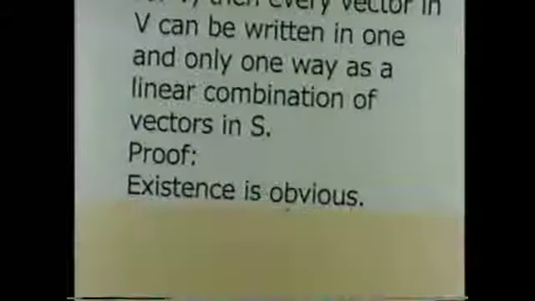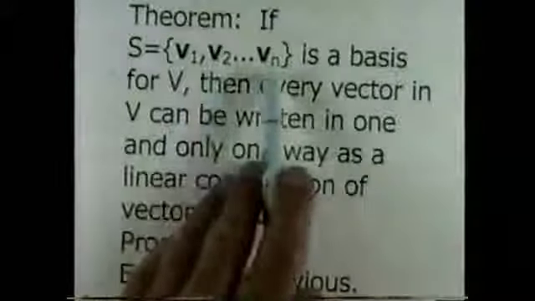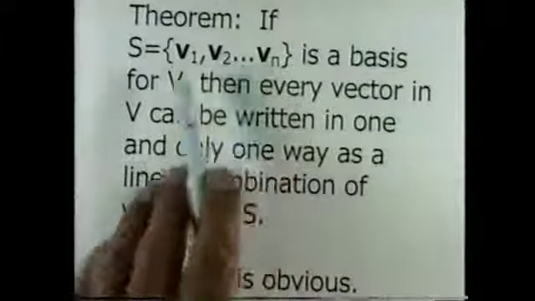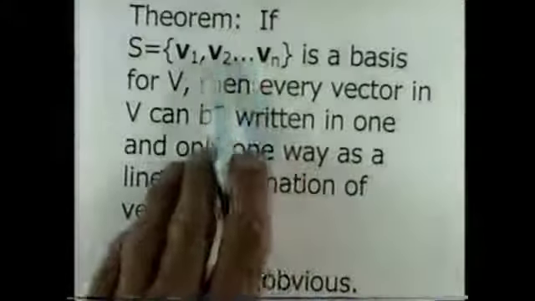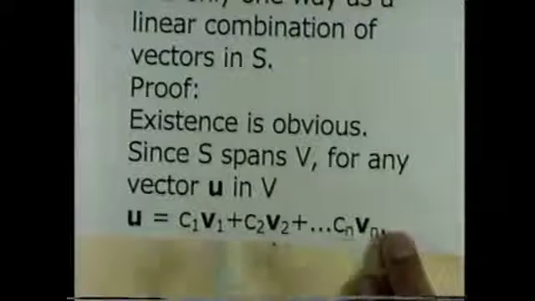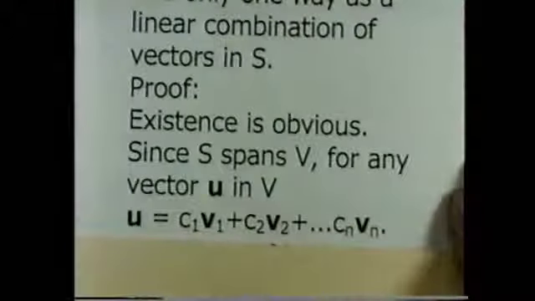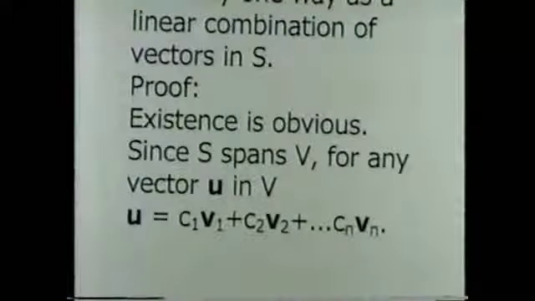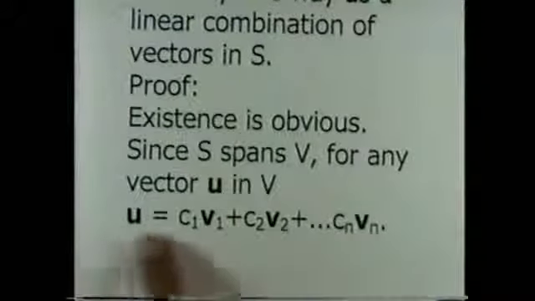Proof. Existence is obvious, as I've already said, because if S is the basis, that means that S spans V, which means that every vector in V can be written as a linear combination of the vectors in S, but I'll write it up. So existence is obvious. Since S spans V, for any vector U, U is equal to C1V1 and so on. This is just saying U can be written as a linear combination of V's, which is what it means when I say it spans to start with. So that proves existence, just that it can be done.